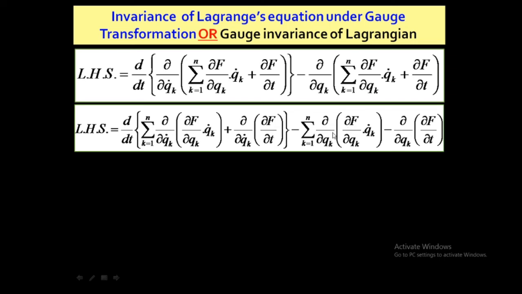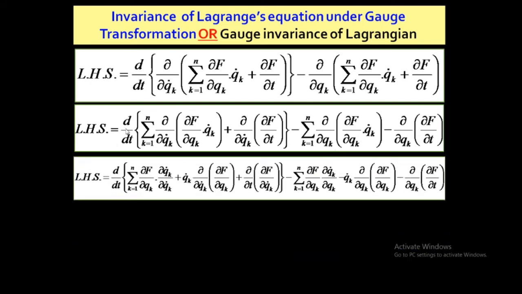So for the derivative of these two functions, we can apply the product rule. How can we apply the product rule? Product rule means if there are two functions, first take the first function into the derivative of the second, plus take the second function into the derivative of the first. So we have to apply the product rule of derivative here. After applying the product rule, what will we get?